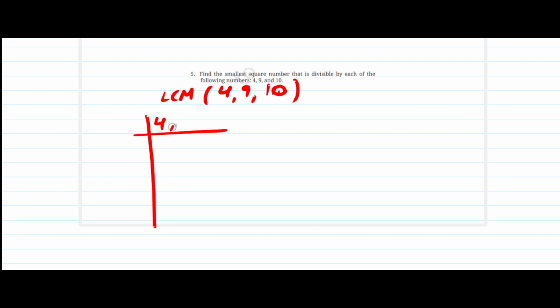Moving to the next question. You need to find the smallest square number that is divisible by each of the following numbers. The numbers are given as 4, 9 and 10. So we'll use again the LCM of 4, 9 and 10. Let's do it. 4, 9 and 10.